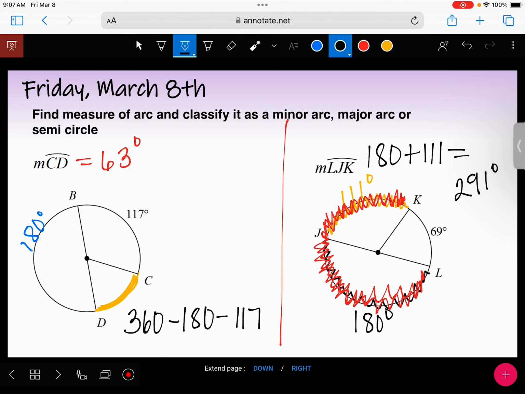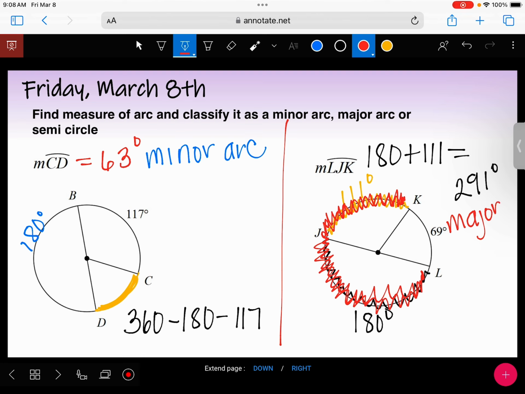Now we did forget to do something here. We have to classify these as major, minor, or semi. So what would you say for 63? Is this a major, minor, or a semicircle? Minor arc. So let's write that. How do we know that's a minor arc? Yep, lower than 180. Good job. What about 291? What would this one be? Major arc. So let's write that.